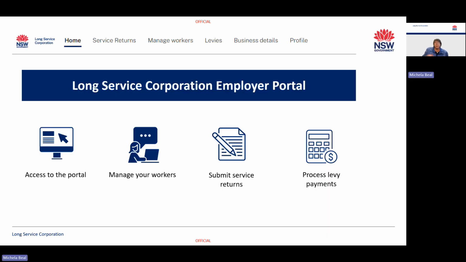So the portal's been built to give you a straightforward process with 4 steps to completing each quarterly service return. The first one is to manage access to the portal and review the staff that have access to your system. The next step is to manage the workers in your business, to enter and upload the service returns, and then to process the levy contributions. In this video, we're going to focus on the steps to manage your workers.